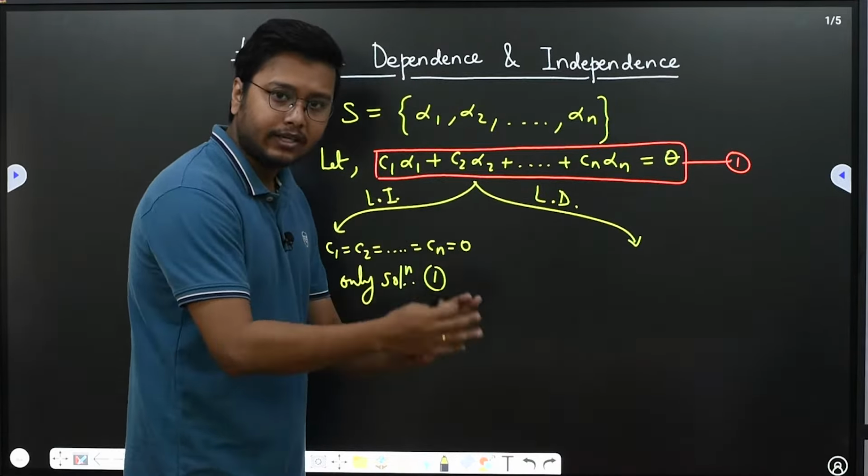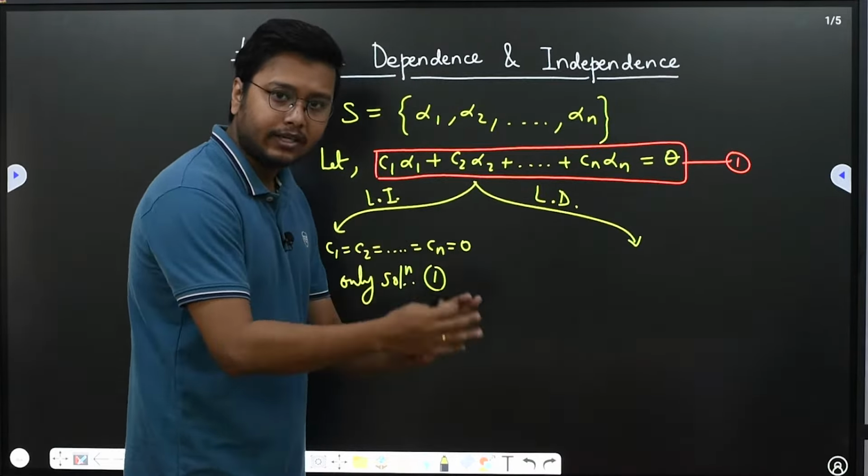Okay, so if I go back to the previous example, you will understand it much better. In this example, see, I had shown that this given set alpha 1, alpha 2, alpha 3 was linearly dependent. That means using this theorem, I can express at least one of the vectors as a linear combination of the others. Okay, so how can I do that?